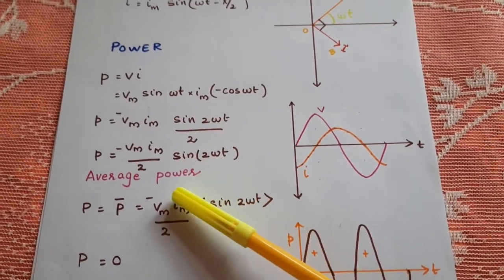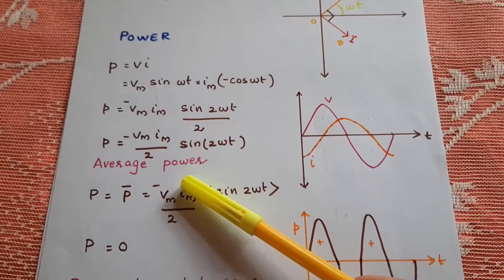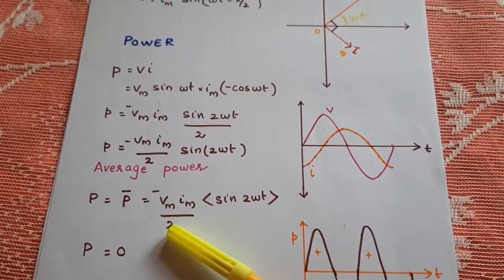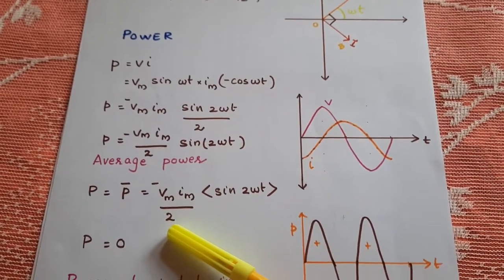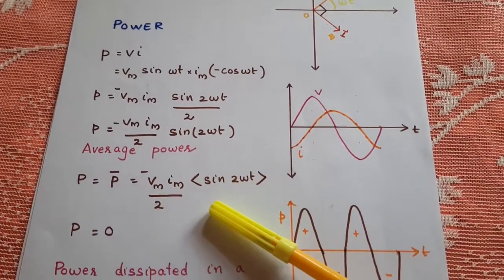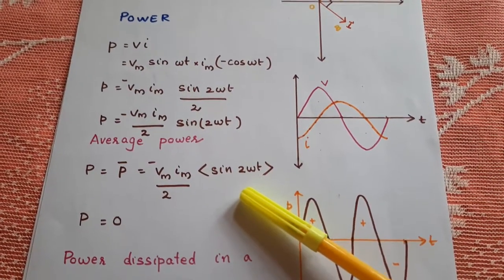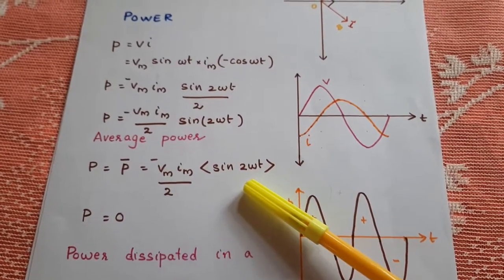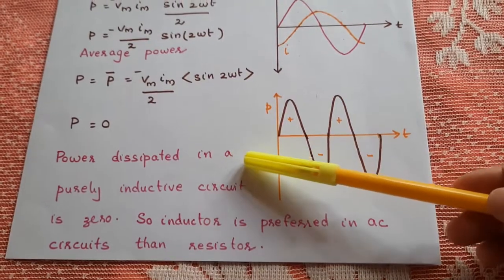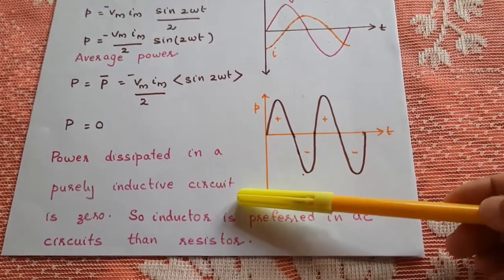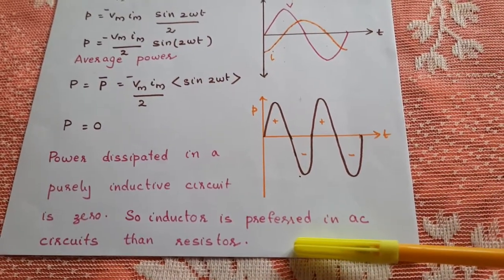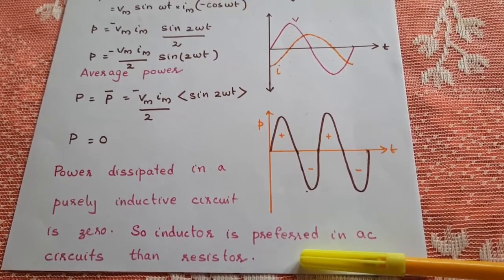The average power is given by the average value of instantaneous power. So minus Vm Im by 2 into average value of sine 2 omega t. Average value of sine theta is 0. So the average power is 0. Power dissipated in a purely inductive circuit is 0. So inductor is preferred in AC circuits than resistor.